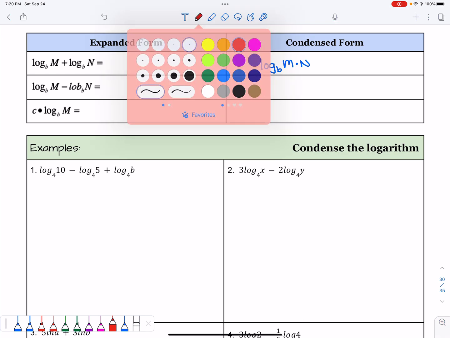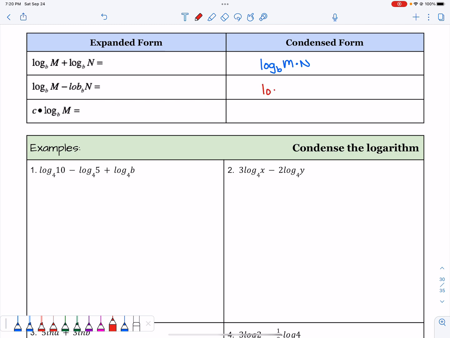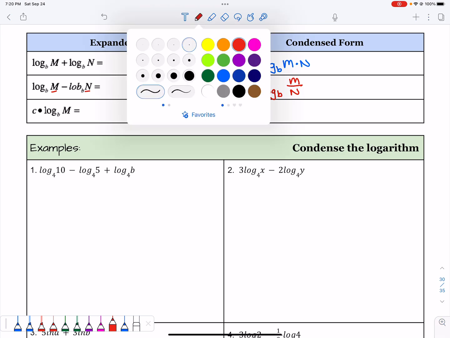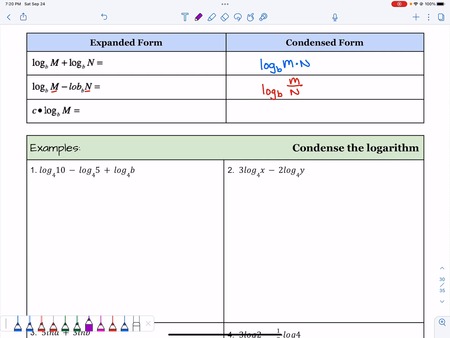For the second one, they're subtracting. So I need to write log base b of m divided by n. Again, just one log base b, but then you divide the two elements. And then you have the power property. So the c just needs to become an exponent again on the m. So that would be log base b of m to the c power. But then that's all you need for the power property.